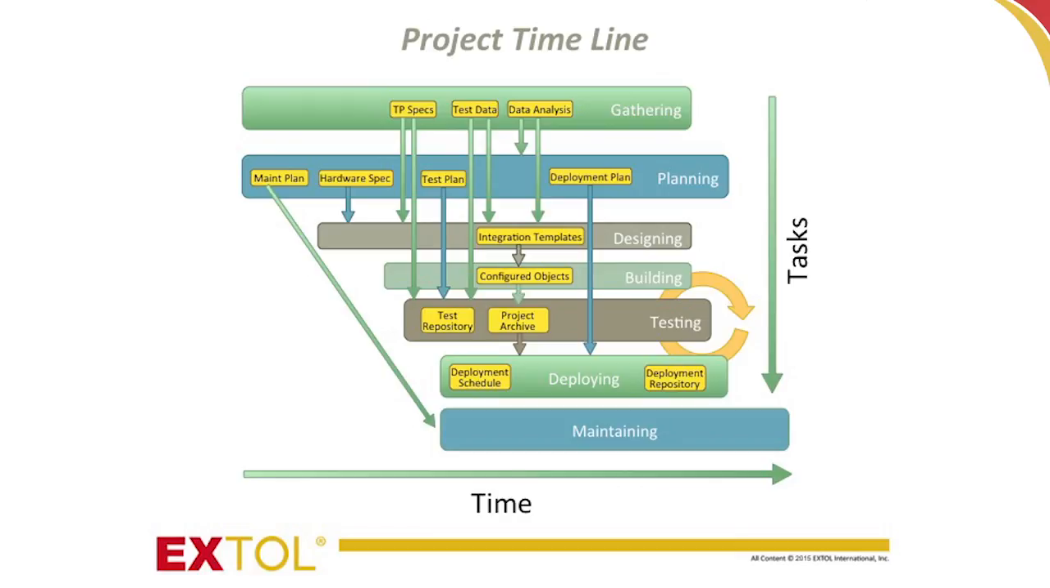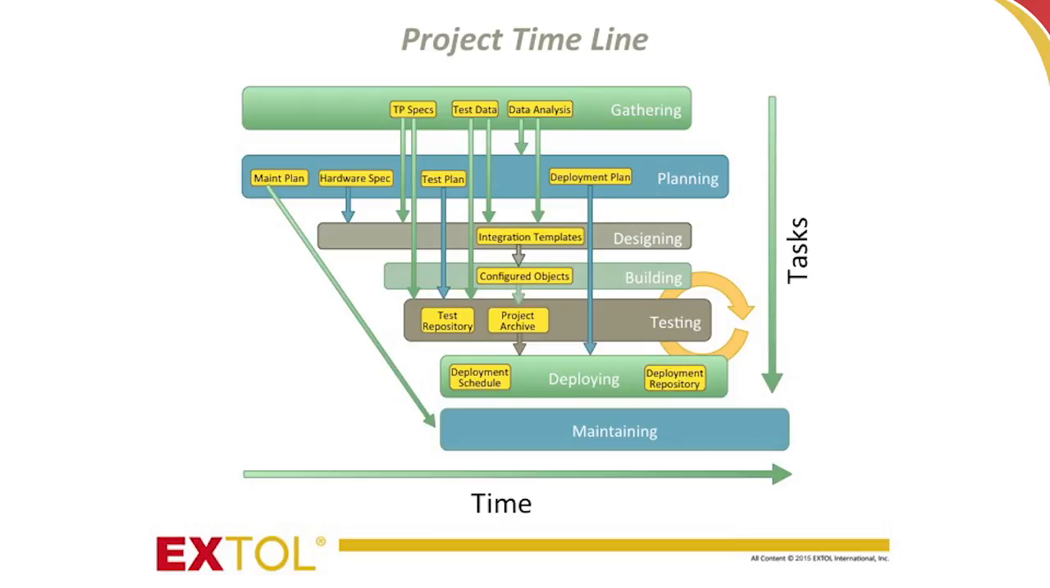This slide gives you a little bit of an idea of how everything is integrated from the previous slide. When we talk about time moving from left to right and the tasks top down, we're hitting the same categories that I did in the previous slide: gathering, planning, designing, building, and testing. Those are our tasks as we go down. But if you look at the amount of pieces that are hitting the design phase from the gathering and planning, that's quite a bit.